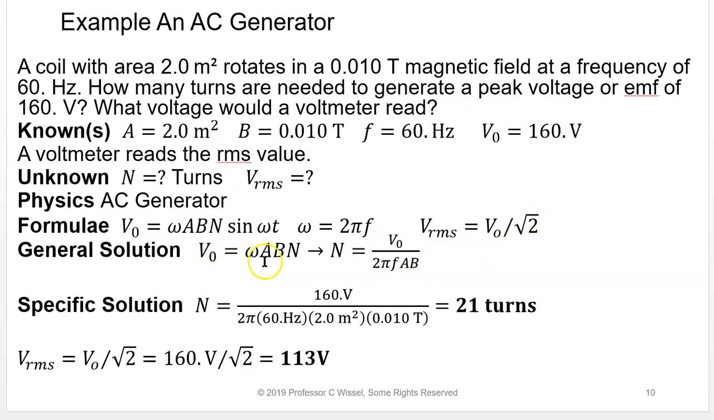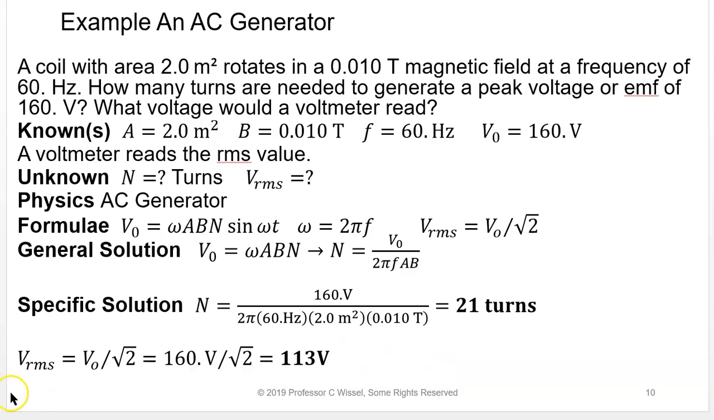So V naught is omega times A times B times N. That's just this part of the generator equation, that's the amplitude. N, the number of turns, which is what we're looking for, is the amplitude V naught divided by 2 pi f, that's the frequency, times the area of the coil, times the magnetic field. And now we can plug our numbers in. So N equals 160 volts, that's the amplitude, divided by 2 pi times the frequency of 60 hertz, times 2.0 square meters, that's the area, times the magnetic field of 0.010 Tesla. So you end up needing 21 turns to generate that peak voltage.